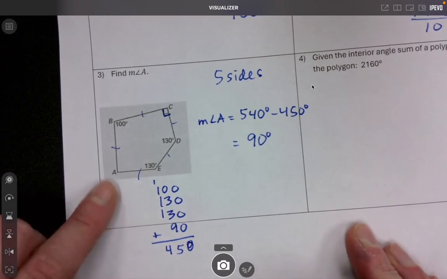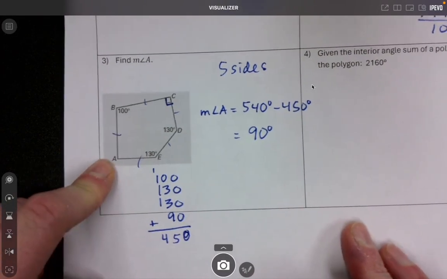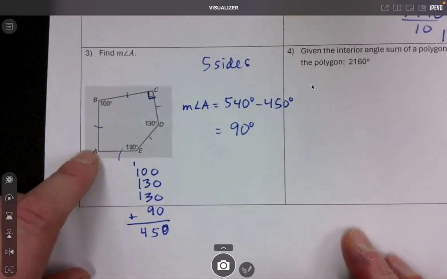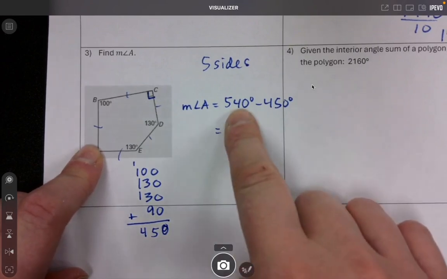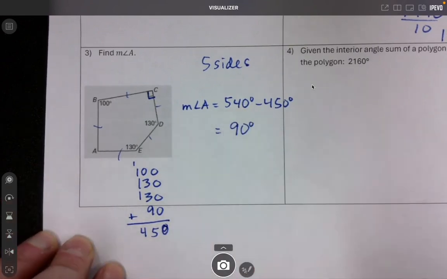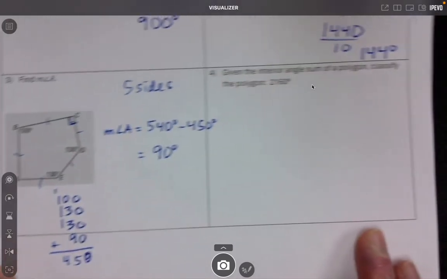So we can solve these just like we did with triangles and quadrilaterals. It's just now we have different totals for all of our angles. So instead of subtracting from 180 or 360, now we're subtracting from different numbers.